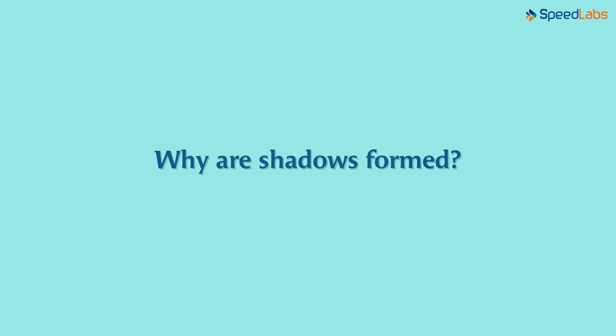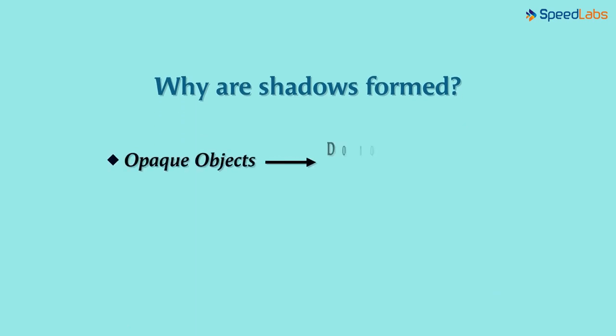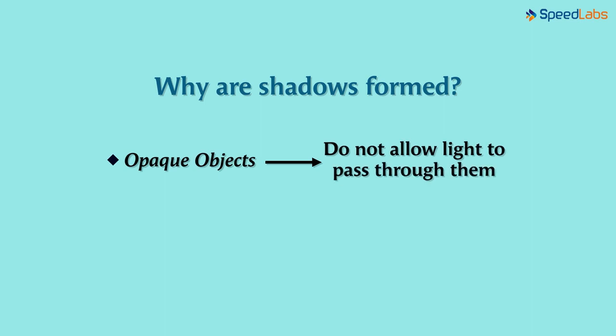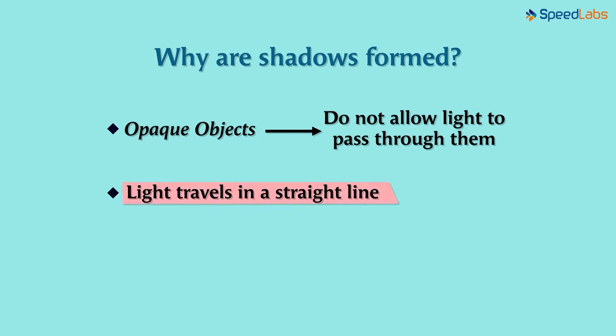Has it ever occurred to you as to why shadows are formed? We know one of the reasons. Opaque bodies do not allow light to pass through them. Yes, that's one of the main reasons why shadows are formed. Another important reason for shadows to form is that light travels in a straight line. We will see its use in our next lesson.